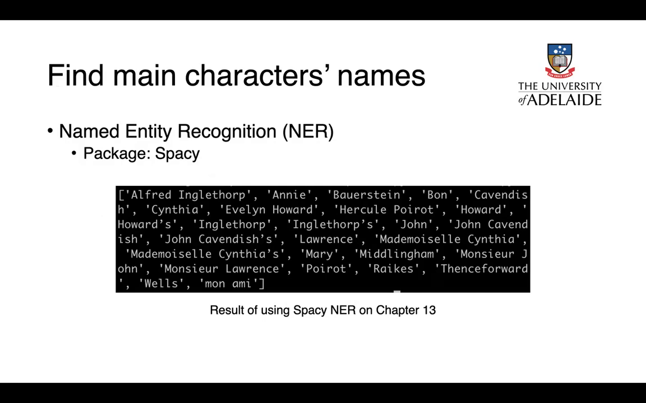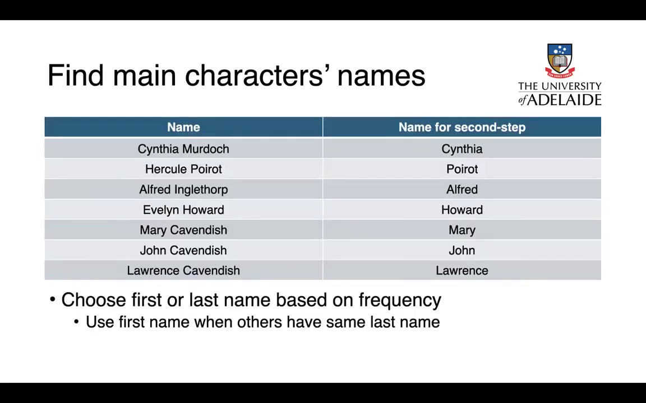This is the first step: find main characters' names. We use NER provided by the package spaCy to find names, and this image is the result of NER on chapter 13. We can say it's a little messy, so we need to clean it and organize it. And we use NER on all 13 chapters, and we identify 7 main characters.